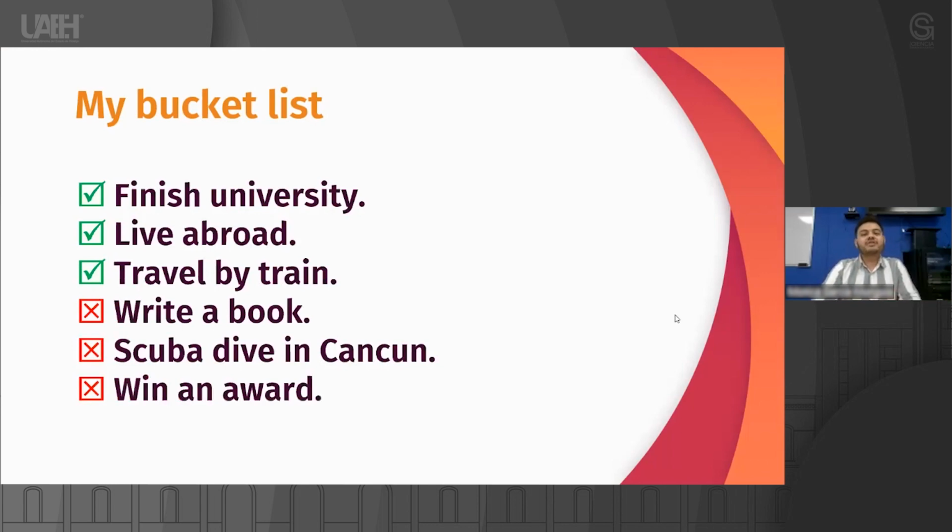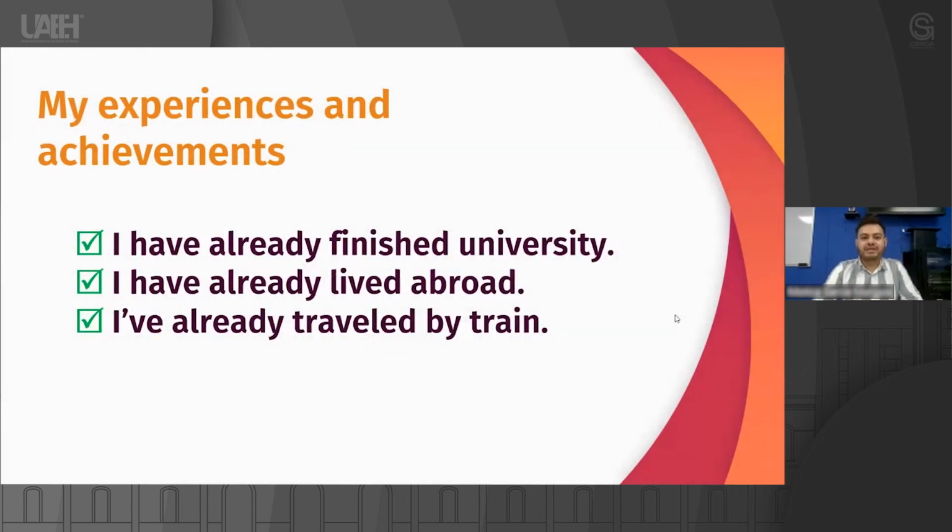So far, this is just the list of activities that I would like to do. But remember that the purpose is to express our experiences and achievements. How can I do so? Take a look at the following, and here we have. I have already finished university. I have already lived abroad. I've already traveled by train. I began with the first 3 activities that are complete.